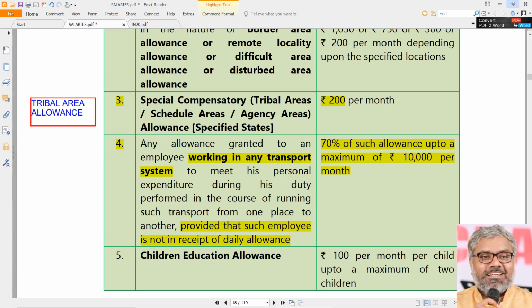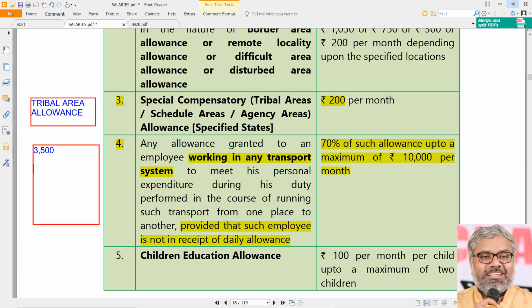70% of such allowance. Just for clarity purposes, once again, take some examples. Say for example, if an employee receives, first case, 3,500 rupees, if he is receiving per month, let us say. How much will be exempt?